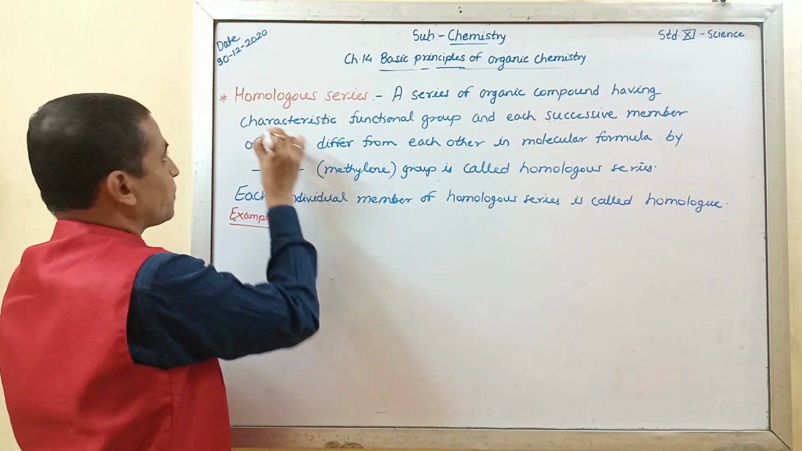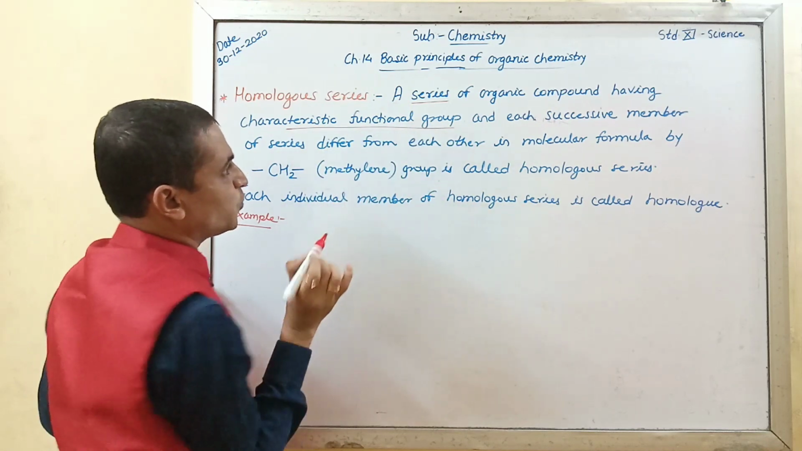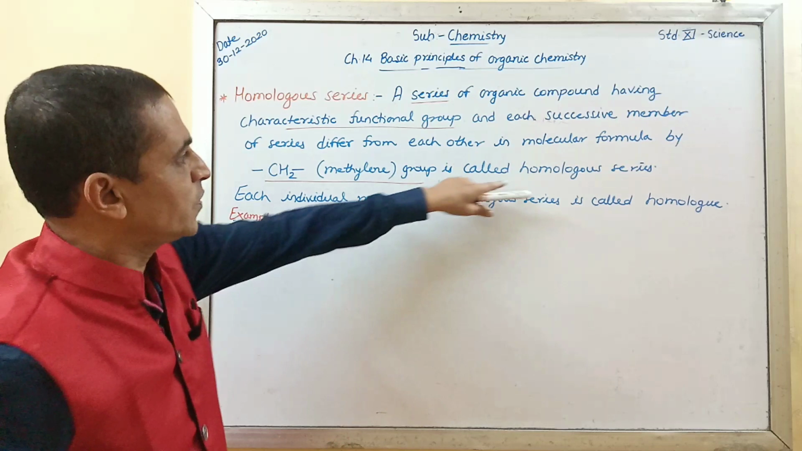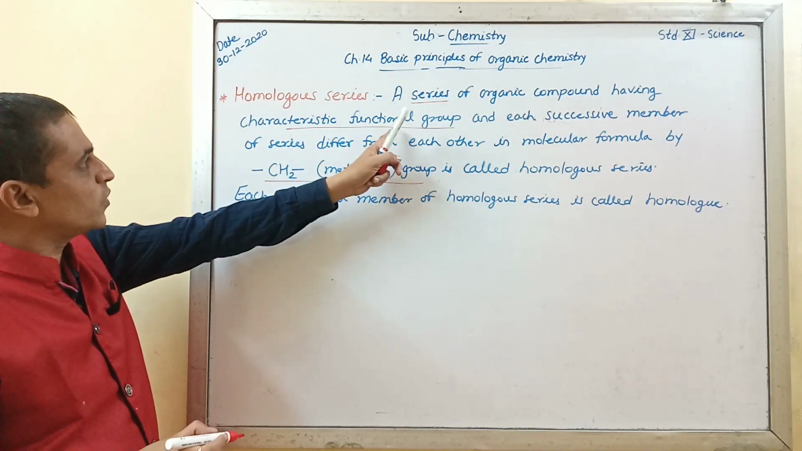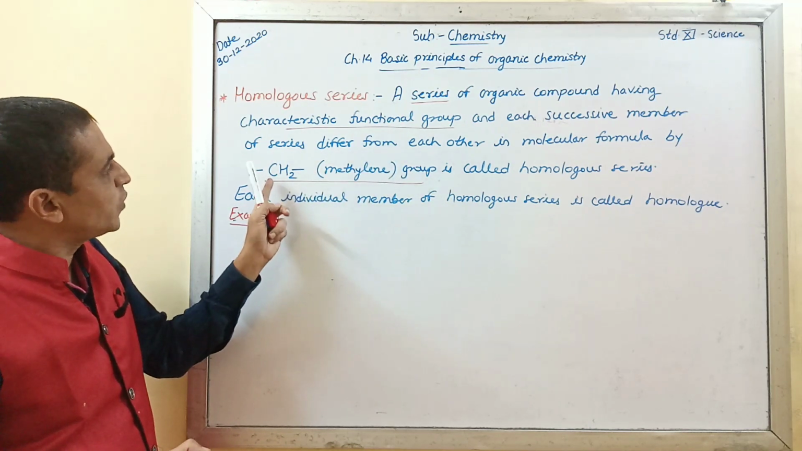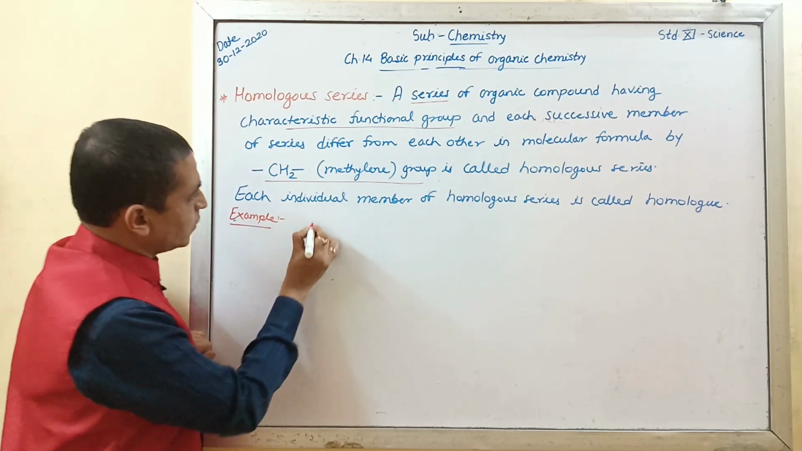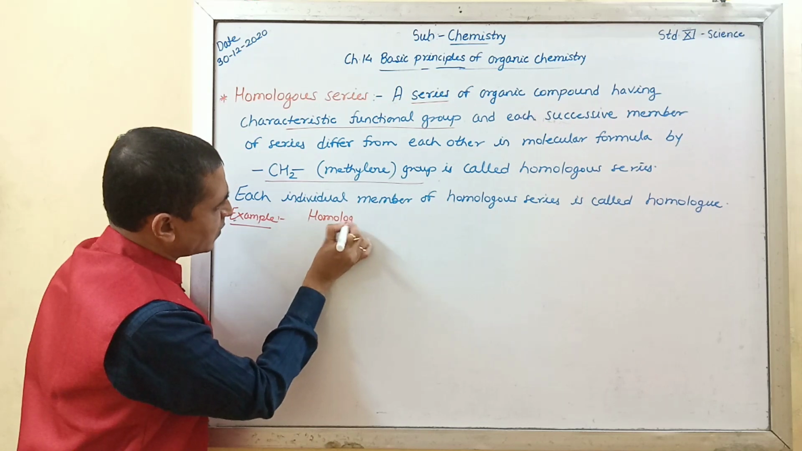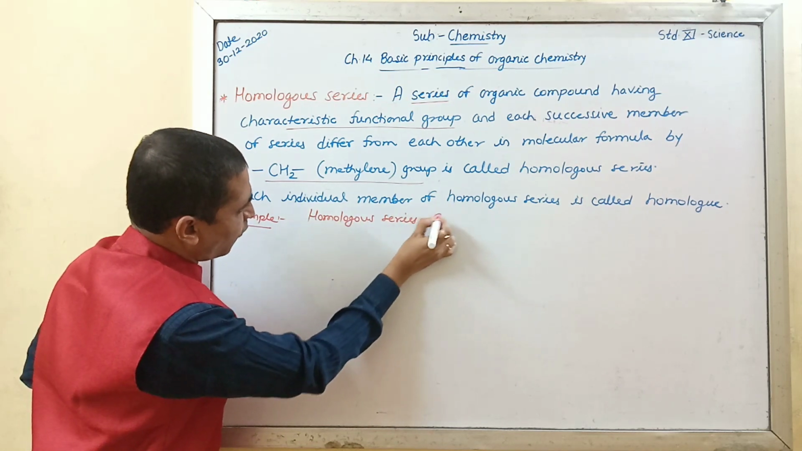First remember, a series of organic compounds having a characteristic functional group, where each member differs by a CH2 group, is called what? Homologous series. These two points are important: they have a characteristic functional group, and each member differs from each other by a methylene group. Now see the homologous series of alcohol.